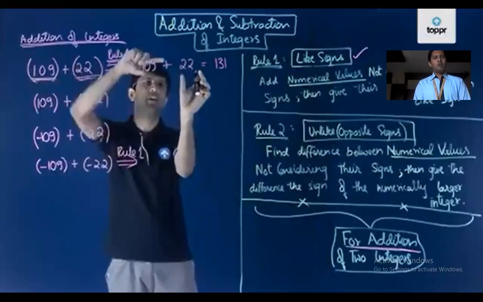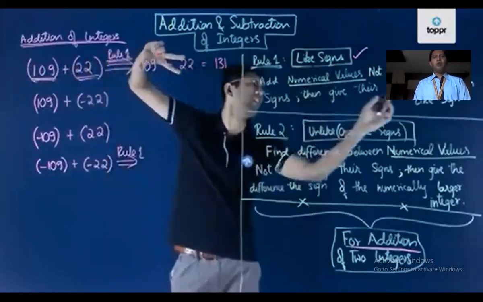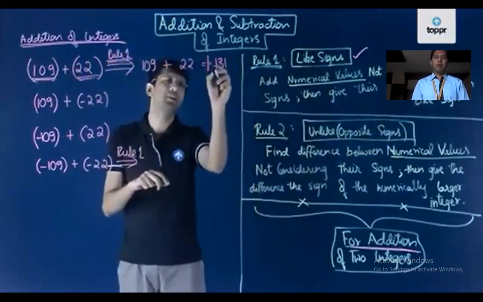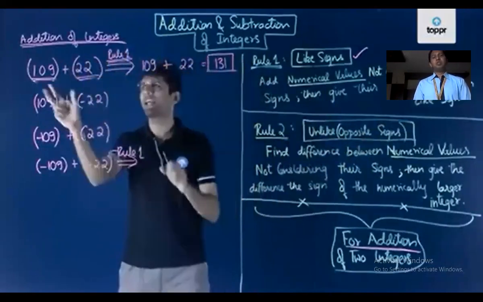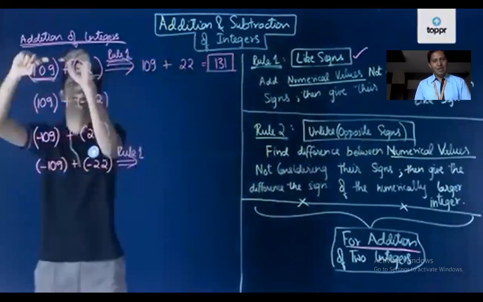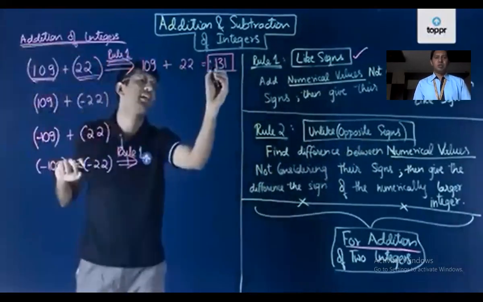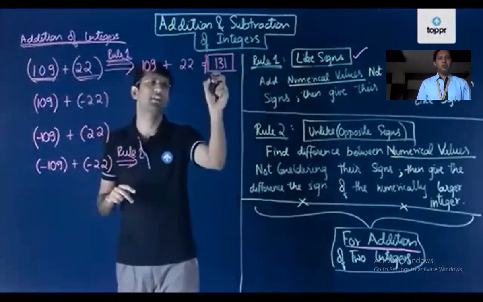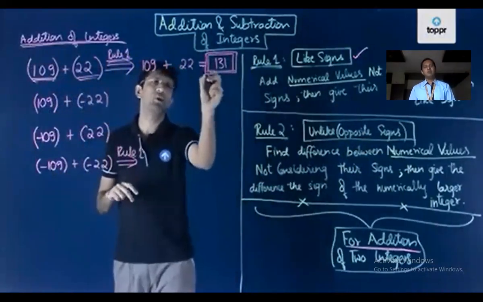109 plus 22, both numbers are positive, and we give the same common sign. The common sign is positive, so the answer is 131 with a positive sign. This is the like sign case: both numbers are positive, and the sum is also positive. I'm not writing the positive sign over here. This is the final answer.